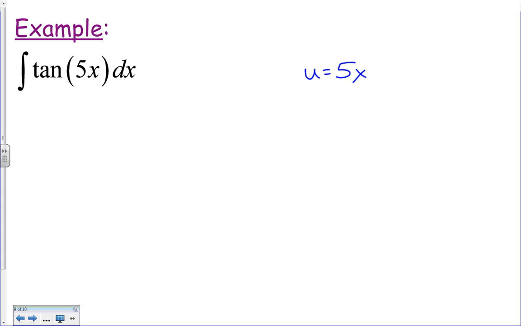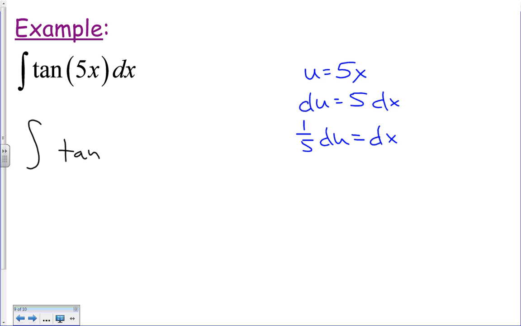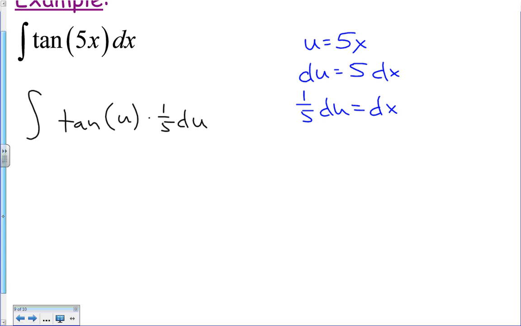I'm going to let u equal 5x, so then du is equal to 5 dx. So 1/5 du is equal to dx. And now let's substitute that in. So we end up with the tangent of u. And instead of dx, it's 1/5 du. If you like pulling those constants out front, then it's 1/5 the integral of the tangent of u du.